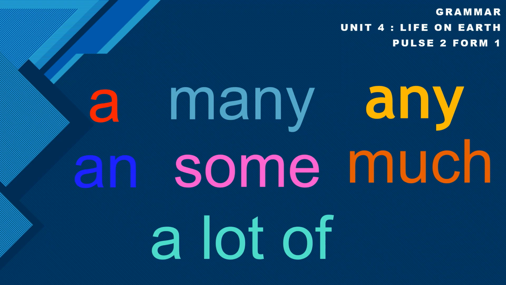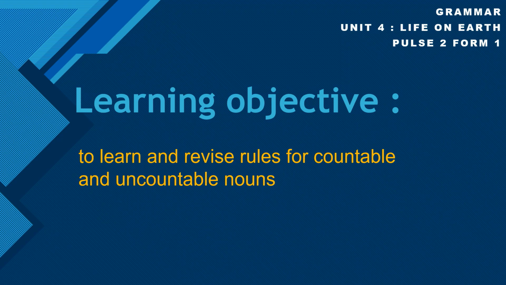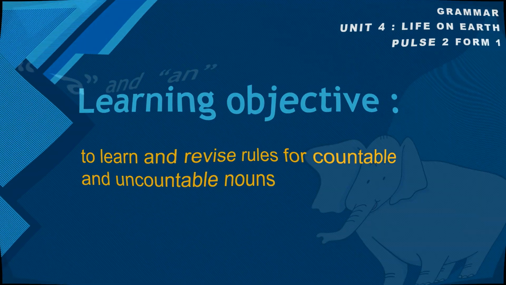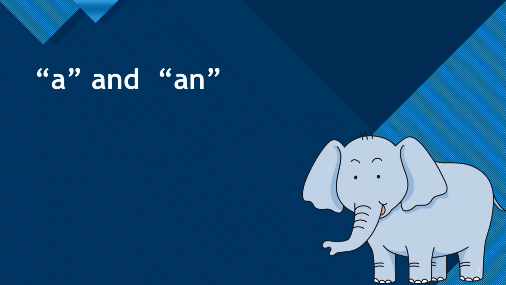Today we are going to revise or learn a topic from Unit 4, Life on Earth. We are going to focus on grammar, and this is for Form 1, Part 2 book. Our learning objective for today's lesson is to learn and revise rules for countable and uncountable nouns. Let's start with a and an.